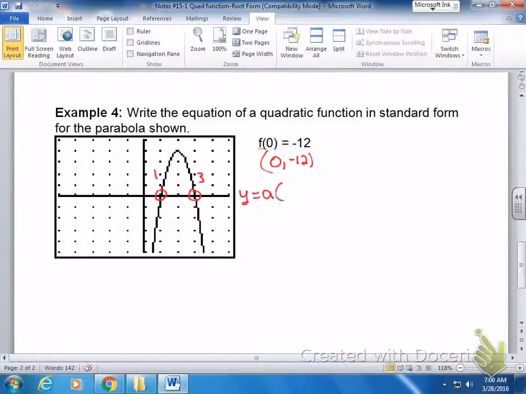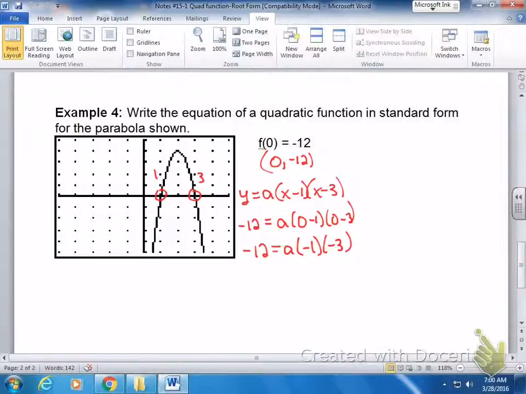So let's do the same thing we've been doing. y equals a times x minus 1, x minus 3. I can go ahead and plug in my stuff now because it's already fixed. My y is negative 12. That equals a times 0 minus 1, 0 minus 3. Now I have negative 12 equals a times negative 1 times negative 3. So I have negative 12 equals 3a. And then from there we divide, and we get a equals negative 4.